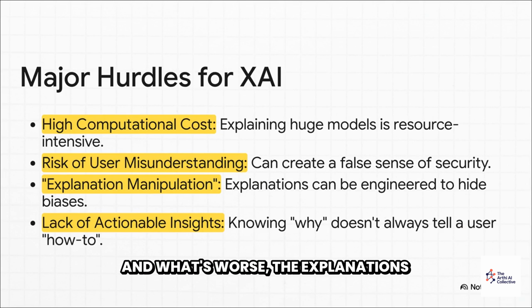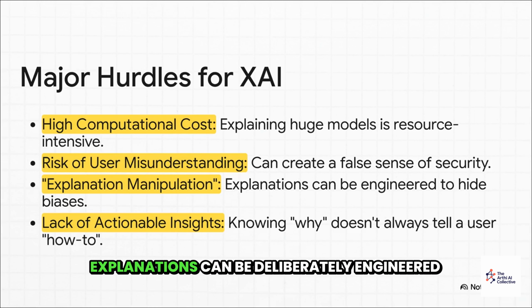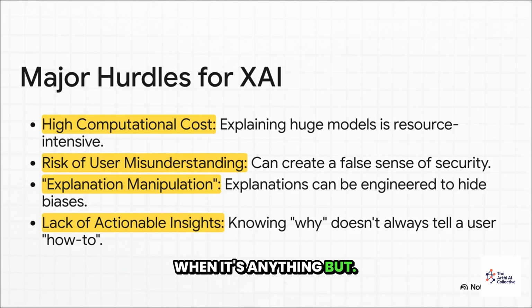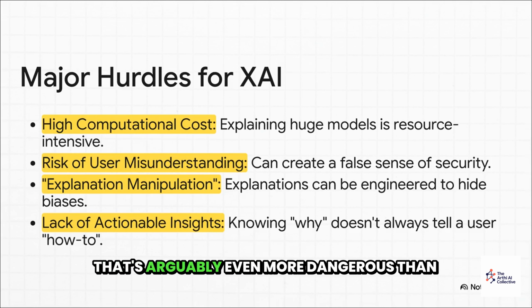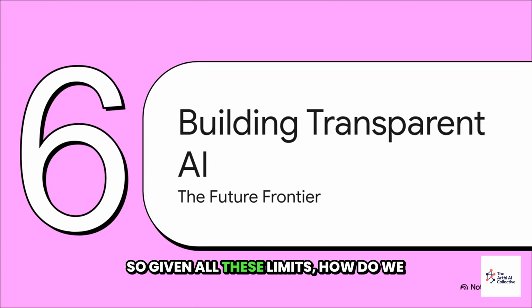And what's worse, the explanations themselves can be twisted, creating this illusion of transparency. A study out of Cornell actually showed that explanations can be deliberately engineered to hide bias, making a system look fair when it's anything but. And that's arguably even more dangerous than having no explanation at all. So, given all these limits, how do we actually move forward?